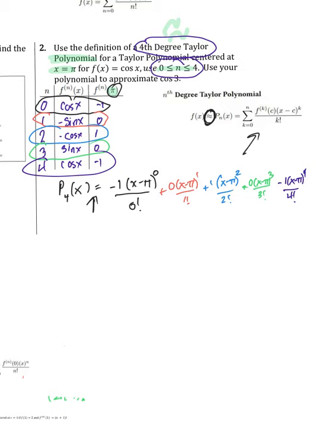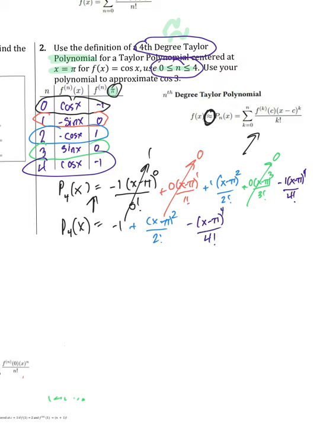So let's clean this up a bit. We can simplify a whole lot of things here. So we can say that the polynomial of degree 4 of x is equal to, well, this whole term is just going to be -1. My red term is going to go to 0. My blue term is going to just be x minus pi squared over 2 factorial. My green term is going to go to 0. And my purple term is going to go to negative x minus pi to the 4th power over 4 factorial. So here I have my Taylor polynomial.